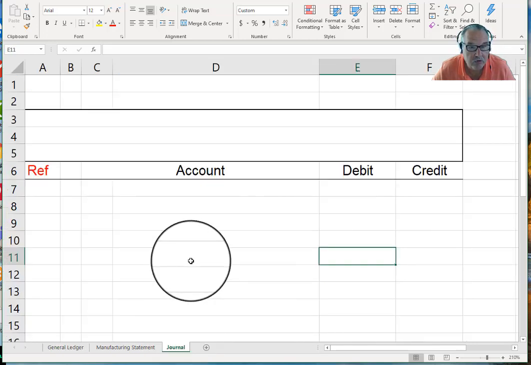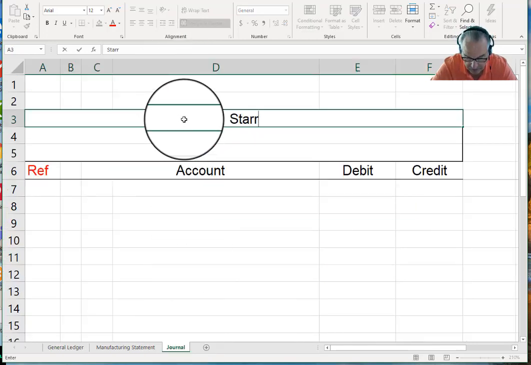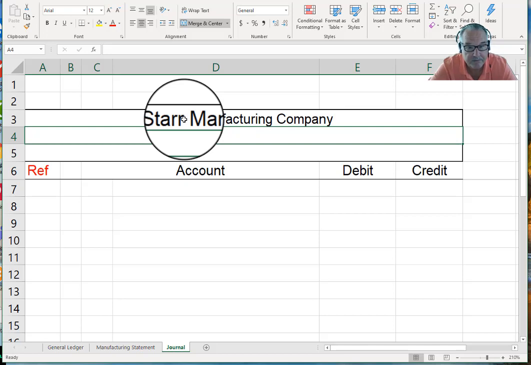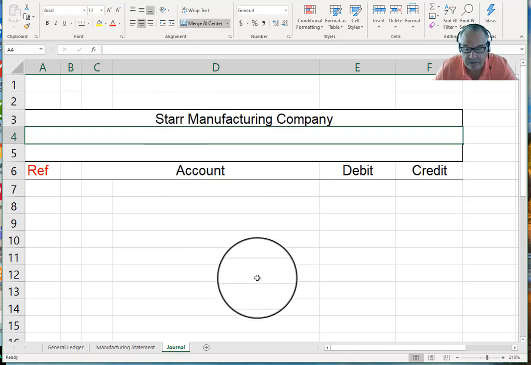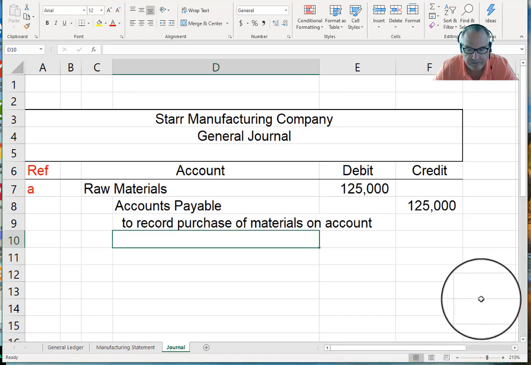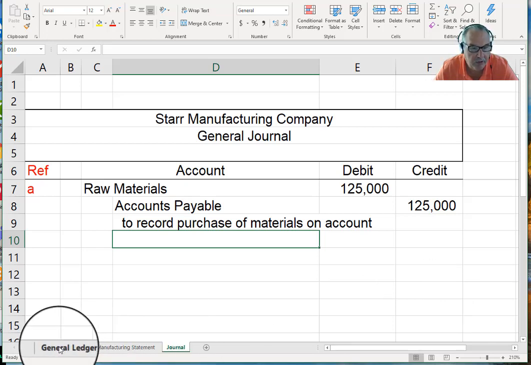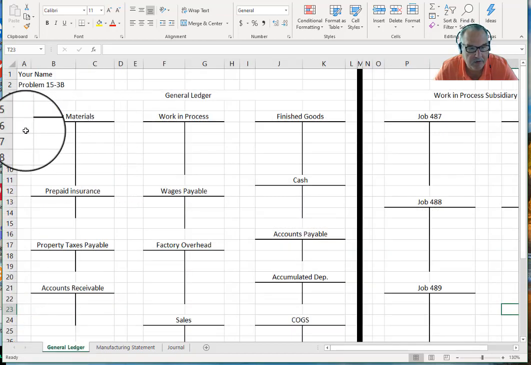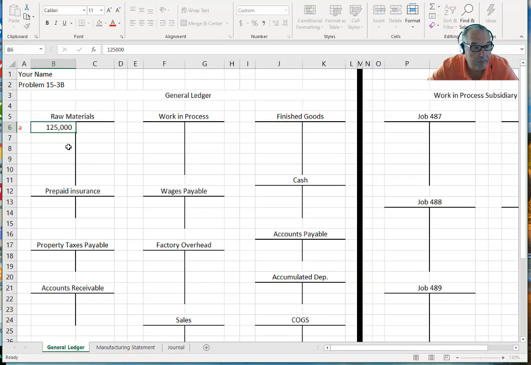So I'll go to my journal. This is the Star Manufacturing Company. And I'm going to go ahead and stop the video and put this information in, and I'll be right back. Okay, so here is the journal entry. Debit raw materials going up, credit accounts payable. So now we'll go over to the general ledger and we will post this. I always like to use references, and so we debit raw materials, $125,000, and credit accounts payable.